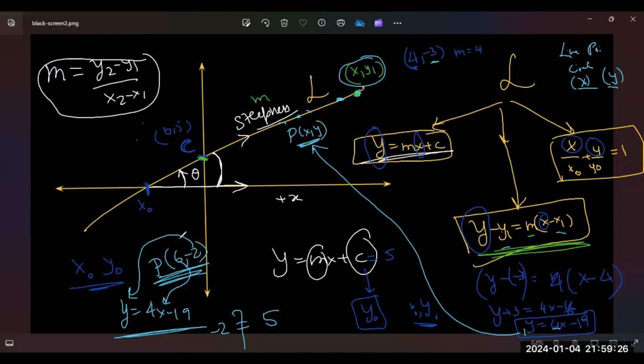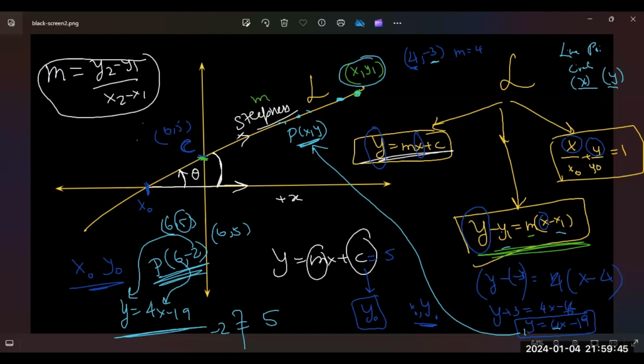Okay. Are you understanding? Let's try 6 comma 5 and see if it satisfies. 6 fours are 24, 24 minus 19 is 5. Y is also 5, which means I have another point, 6 comma 5. The point 6 comma 5 does lie on the line. Why? Because it satisfied the equation.